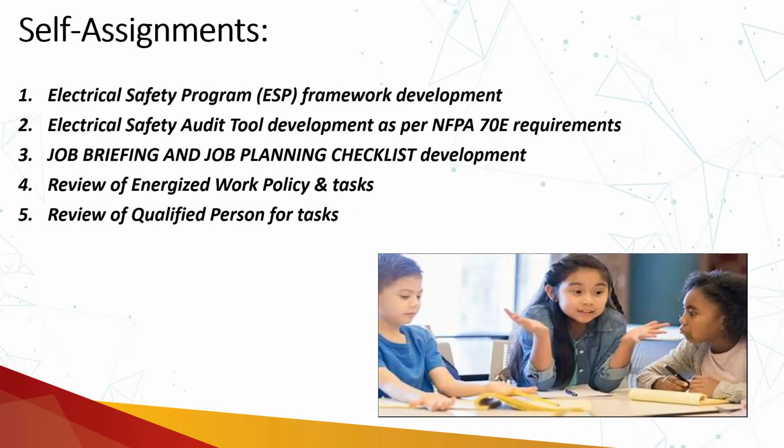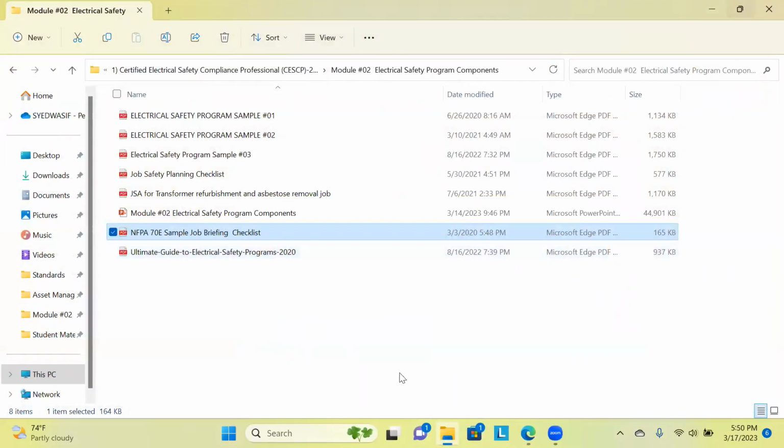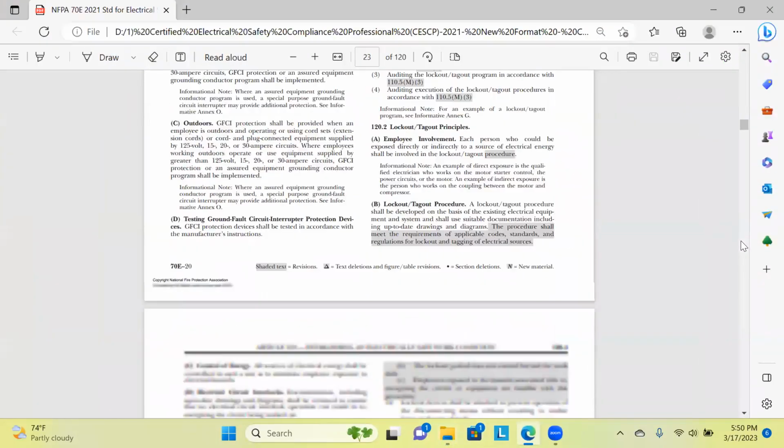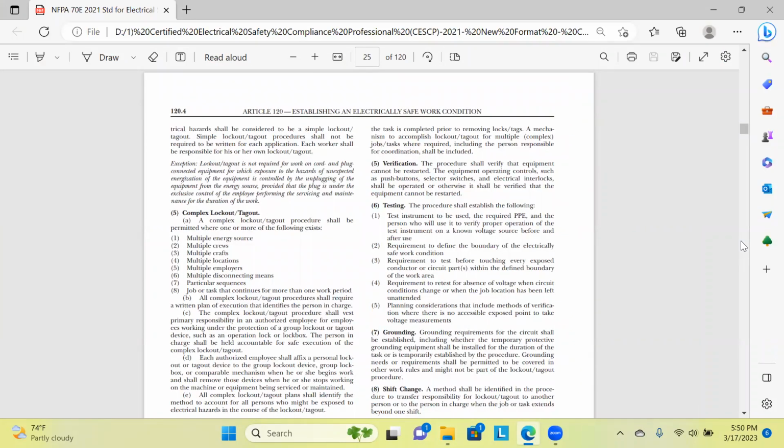So just start to copy the shall statements into your Excel sheet. That will help you maintain an auditable version, that is, what needs to be audited. Then 3 is related to job briefing and job planning checklist, review of an energized work policy and task for your organization, and review of the qualified person for the task. So by this we have completed module number 2, and we have completed Article 100 to 110 of the standard. In the next module, module number 3, we will be starting Article 120.